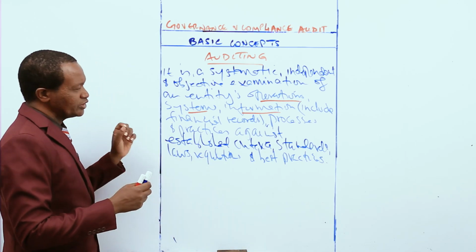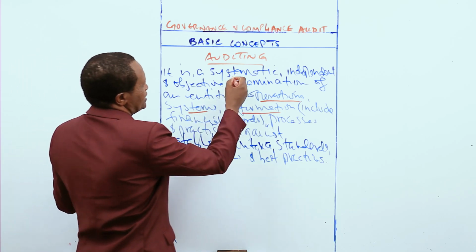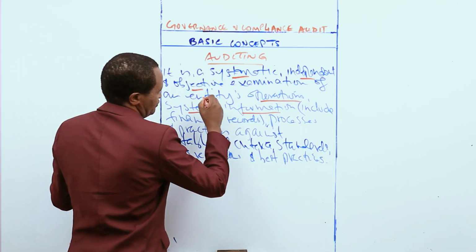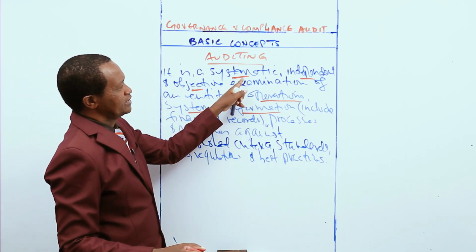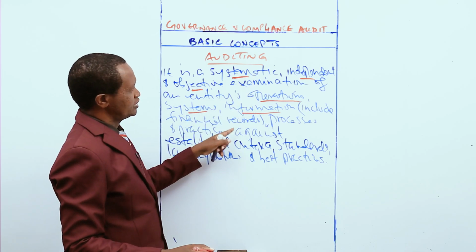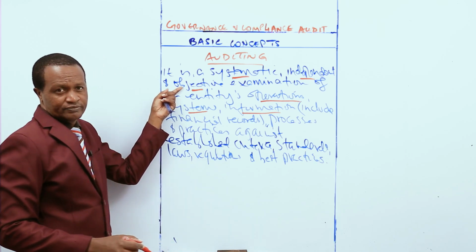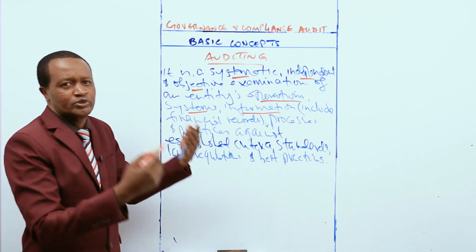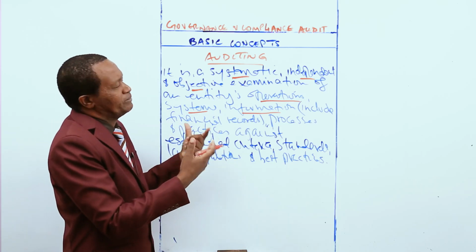So generally, auditing is defined as a systematic, independent, and objective examination. That means that this examination has to be systematic. The examination of these records has to also be independent. It also has to be objective. It is a systematic, independent, and objective process. And later on, we'll be looking into the meaning of independent.